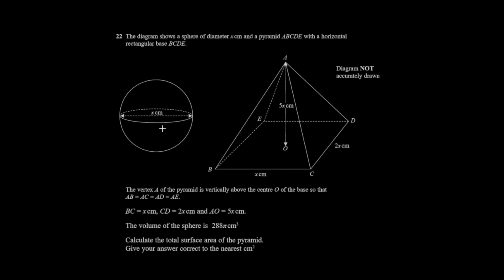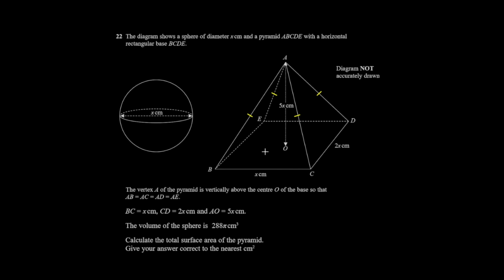So again, a rather convoluted question. We've got a sphere with diameter x. We've been told its volume. And we've got here a pyramid with a rectangular, note not square base, but all these sides here are of equal length. And we're asked to find the total surface area of the pyramid.